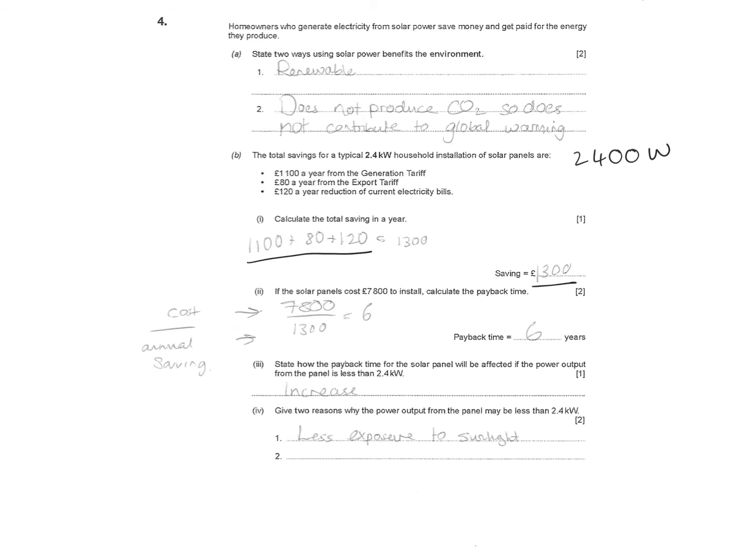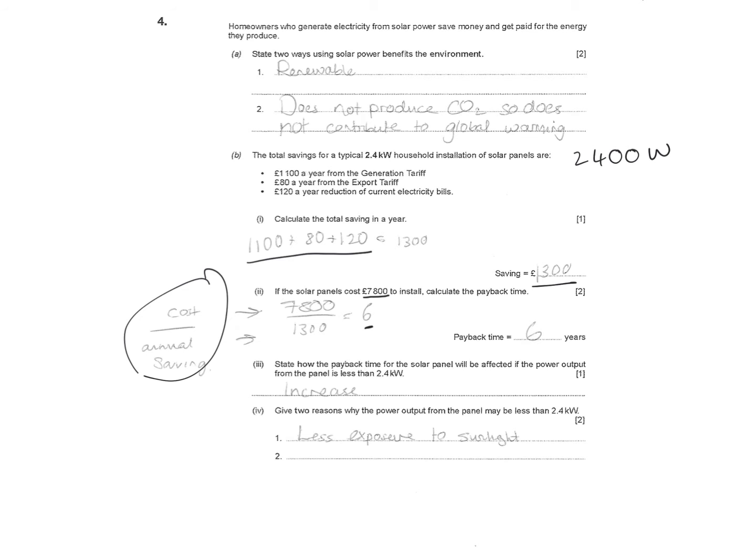Okay, it costs 7,800 to install them. So you're doing the payback time equation, cost over the annual saving. So it would take you 6 years to pay back in total what you spent on the solar panels. State how payback time for solar panels will be affected if the power output of the panel is less than 2.4. Okay, so payback time would increase because you wouldn't be generating as much electricity.